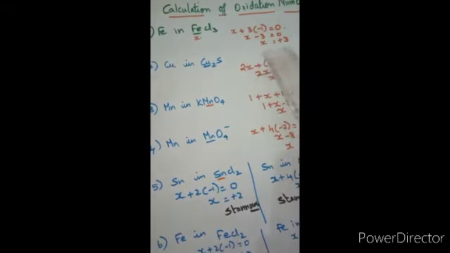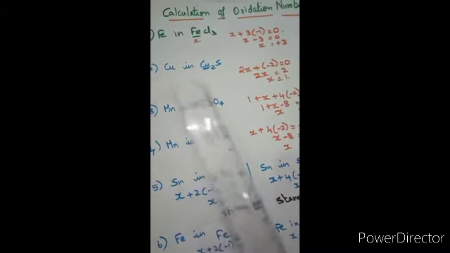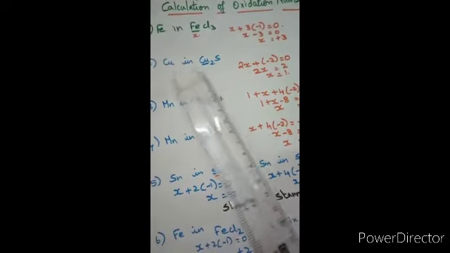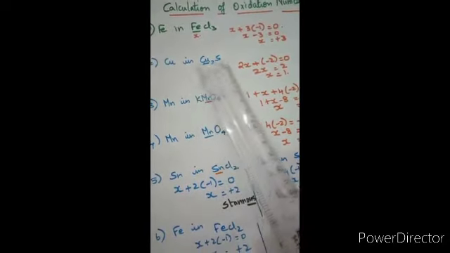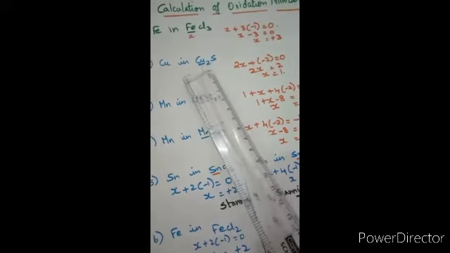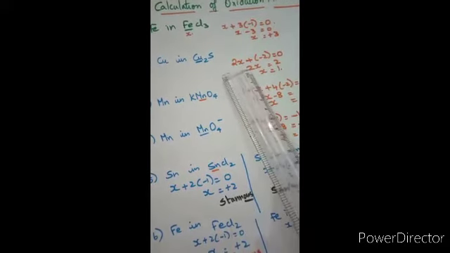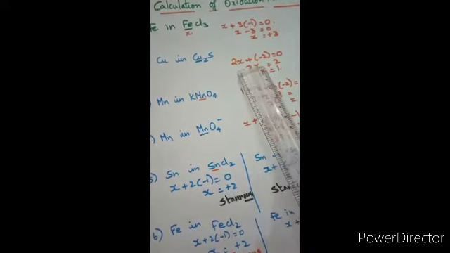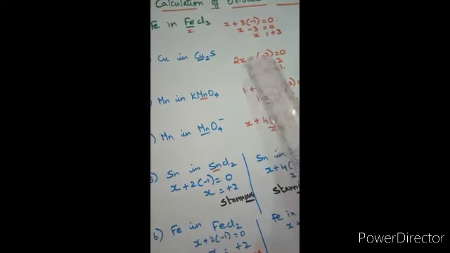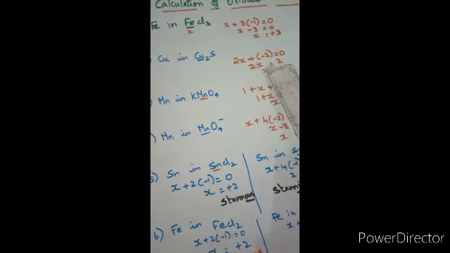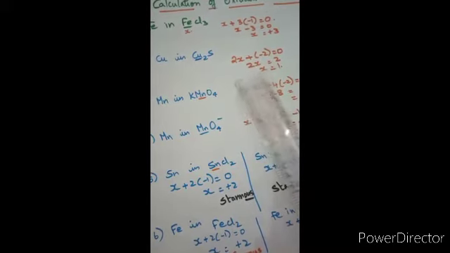So X comes to plus 3. The second question, find the oxidation number of copper in cuprous sulfide. It is Cu2S. So we have to take X for copper, and since there are 2, let us take it as 2X. 2X plus, for sulfur it is -2. So 2X plus -2 is 0. 2X is equal to 2. So X is equal to 1.